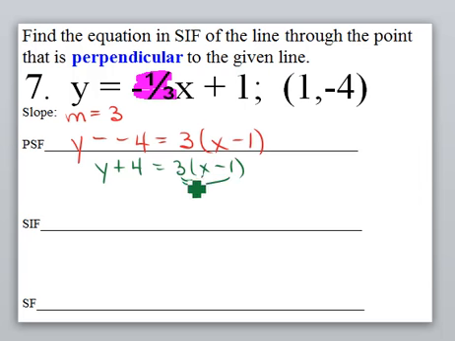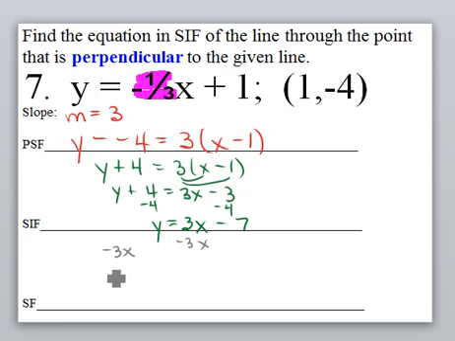Putting it into slope intercept form, I would need to distribute my 3 through. So I'd get 3x minus 3. Then I would subtract 4 from both sides, and I'd get y equals 3x minus 7. The last form I'm going to do on this problem is standard form, so I would move my 3x to the other side. I'd have negative 3x plus y equals negative 7. And I'm not supposed to have a negative on my x term, so I'm going to change all my signs. So my standard form would be 3x minus y equals 7.